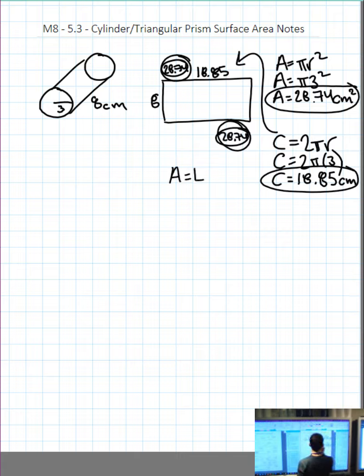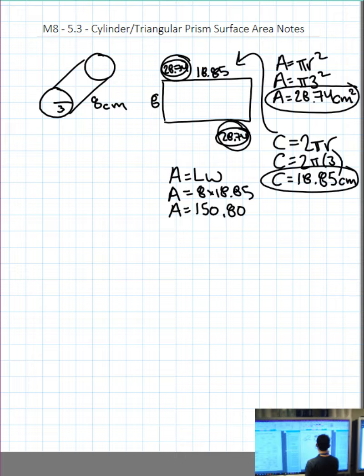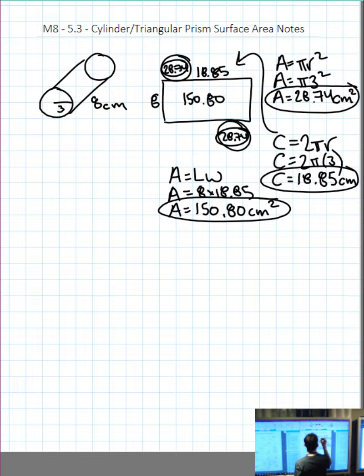Then I'm going to calculate the area of that shape. A equals L times W. The formula for the area of a rectangle, we have 8 times 18.85. That answer is still in my calculator. I do not clear it. Times 8 equals 150. A equals 150.80. That's centimeters squared because it's an area. I'm going to put that in the location of where it belongs. 150.80. Circle my answer.